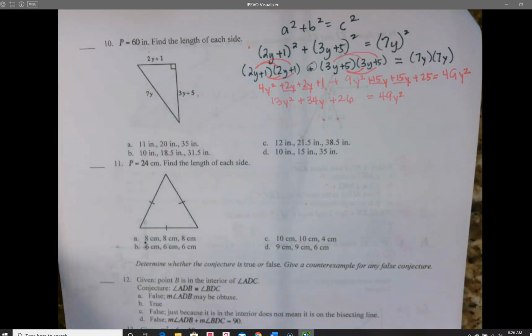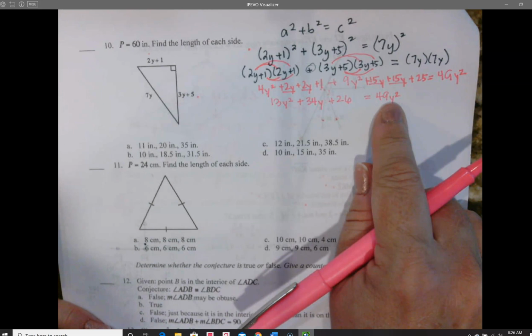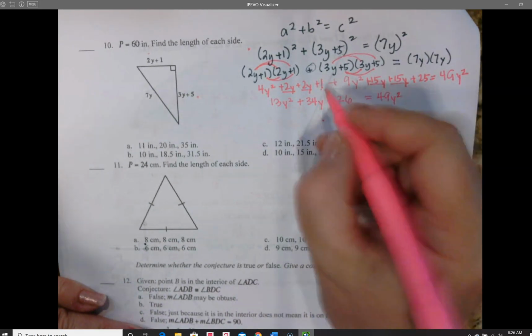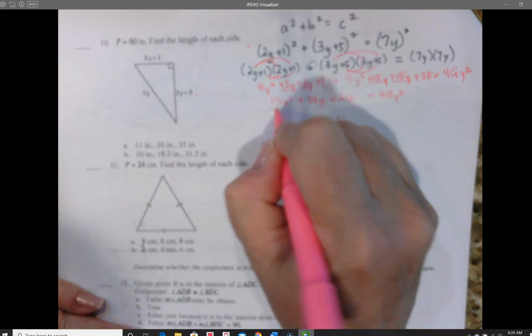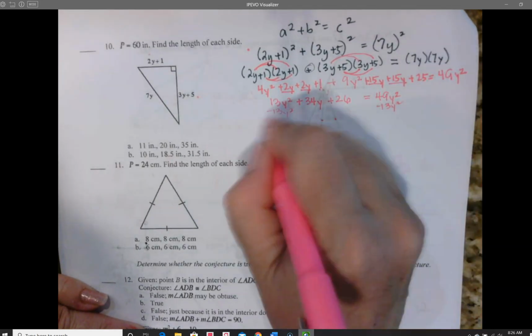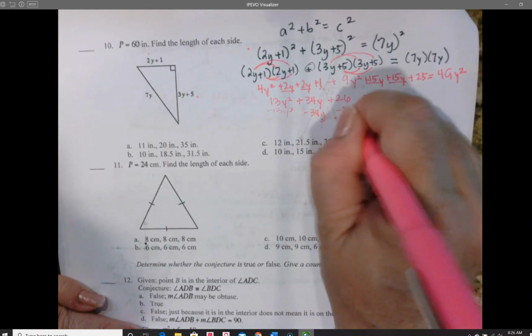Well, the way we solve quadratics, remember with a variable squared, this is called a quadratic. We need to get everything to one side and then factor it. So I'm going to combine my like terms. I'm going to bring my 13y squared over. I'm going to bring over my 34y and my 26.